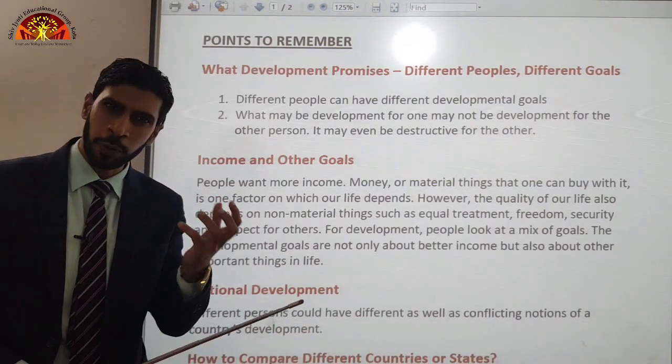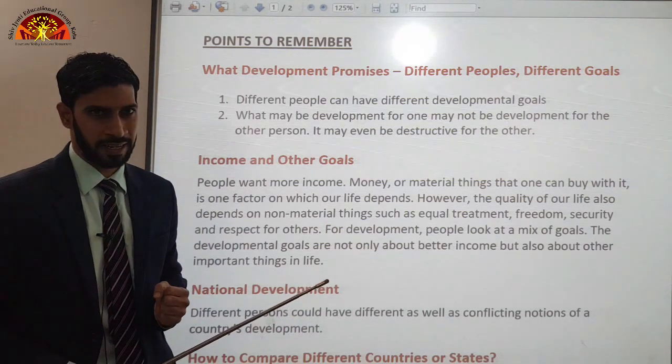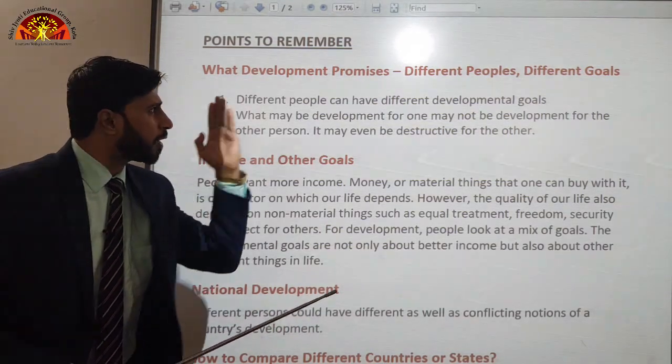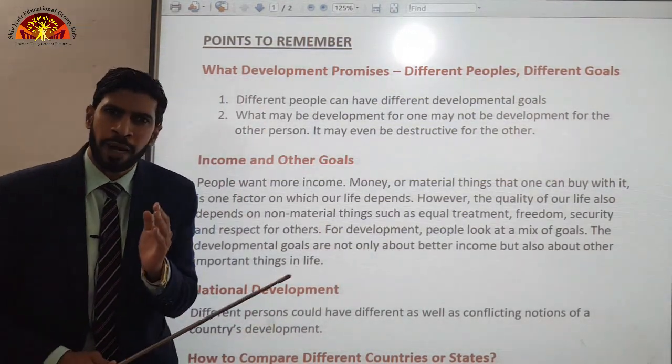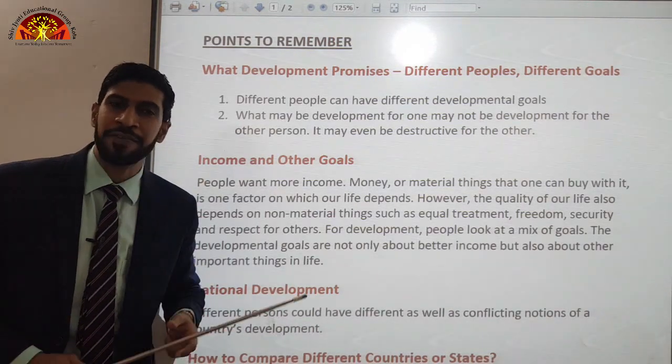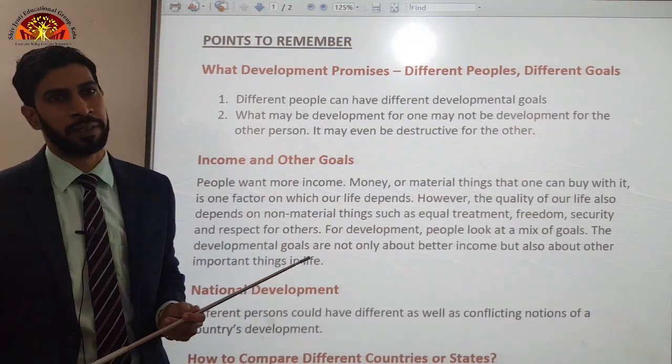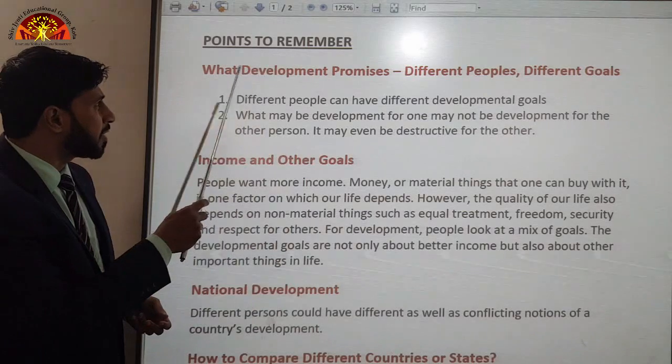इसका मतलब है हर कोई इंसान तरक्की करना चाहता है. So when we talk about development in this chapter, we are talking about development of human being and we are talking about the national development. So let us understand the first thing here.